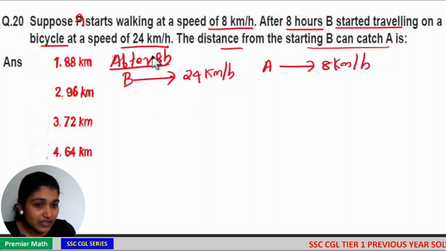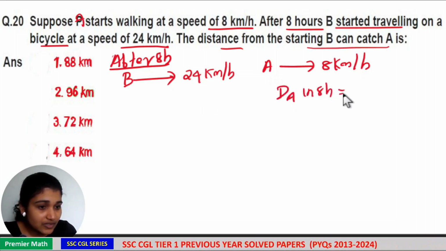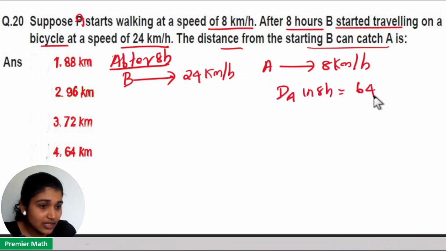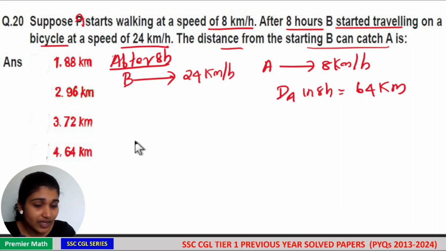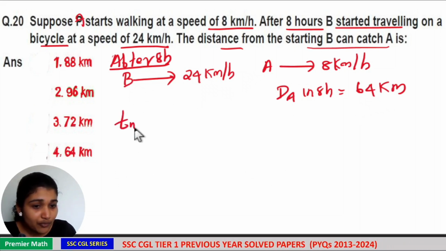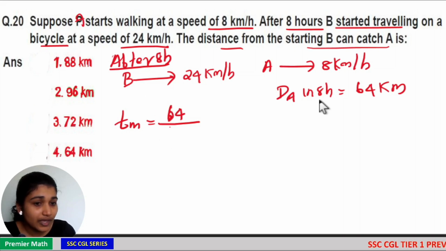So, B started after 8 hours means during these 8 hours, A covered some distance. So distance covered by A in 8 hours is equal to 8 into 8, 64 km. So the 64 km is the distance between A and B when B started chasing A. Then time of meet is equal to distance between them, that is 64 km divided by relative speed of A and B.